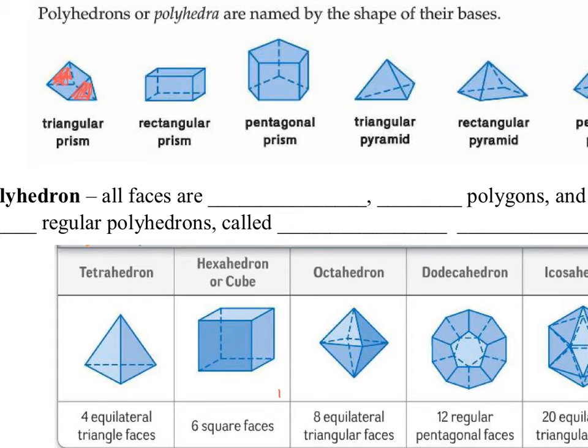All right, and then this next example, it's a prism because I see 1, 2 congruent parallel faces.